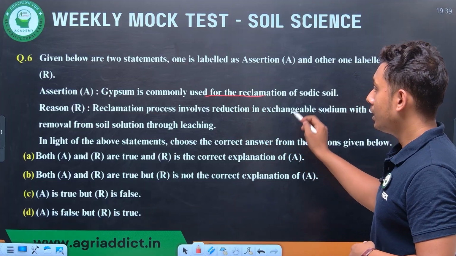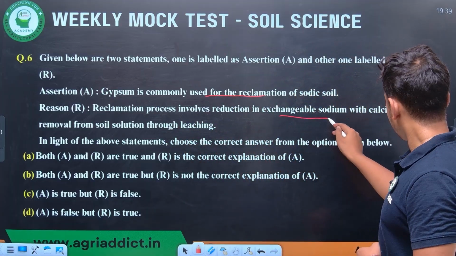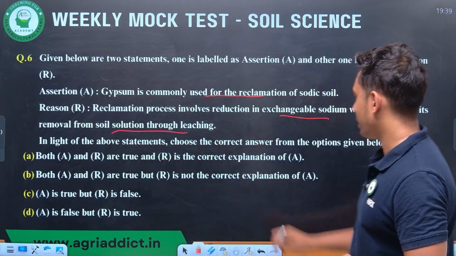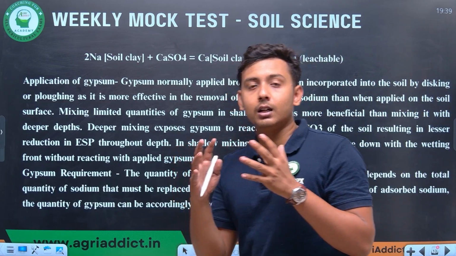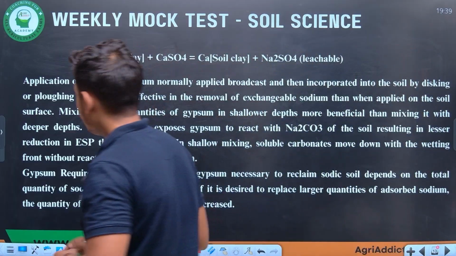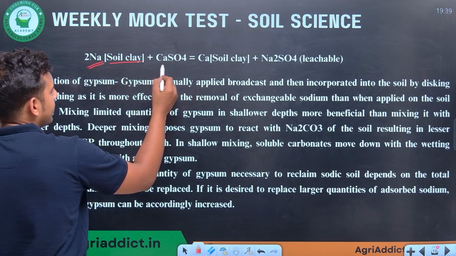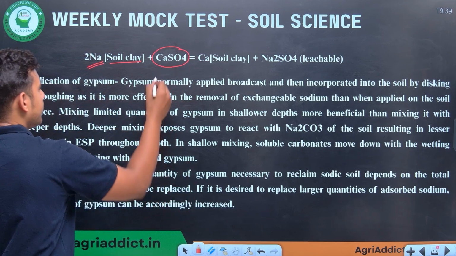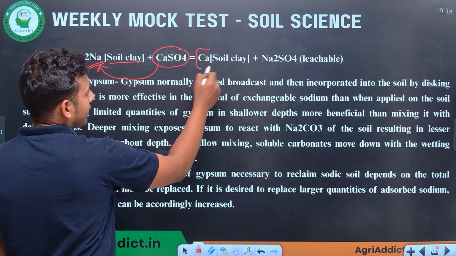That is true. Then the reclamation process involves reduction in exchangeable sodium with the calcium and its removal from the soil solution through leaching. First we have to learn what gypsum is, and what the reaction of gypsum with the sodic soil is. When the soil clay contains sodium ion, the gypsum, that is calcium sulfate, okay, gypsum is calcium sulfate, replaces this sodium by forming calcium soil clay.